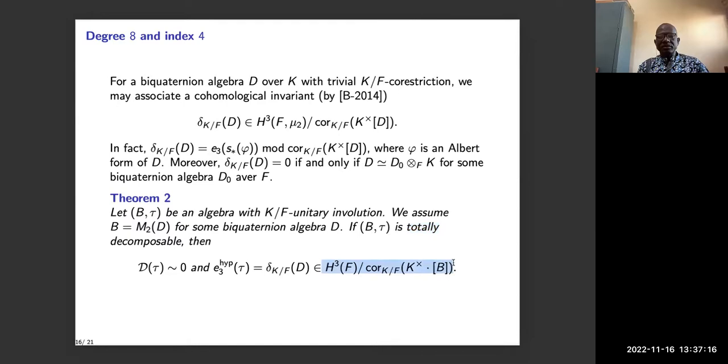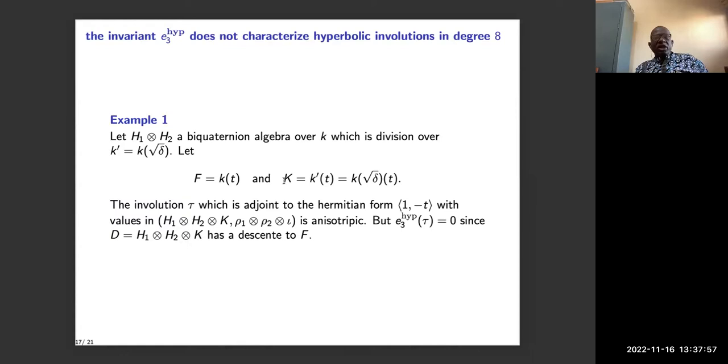Now, this is very interesting because it allows us to show that the hyperbolic involution is not in general totally decomposable. So, the first consequence of this theorem is the following. We can deduce from this theorem that the invariant, if the base point is the hyperbolic involution, E3 hyperbolic doesn't characterize hyperbolic involution in degree 8.